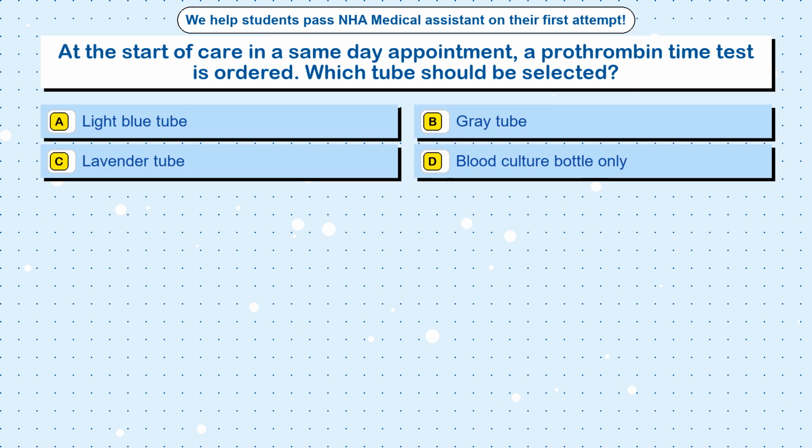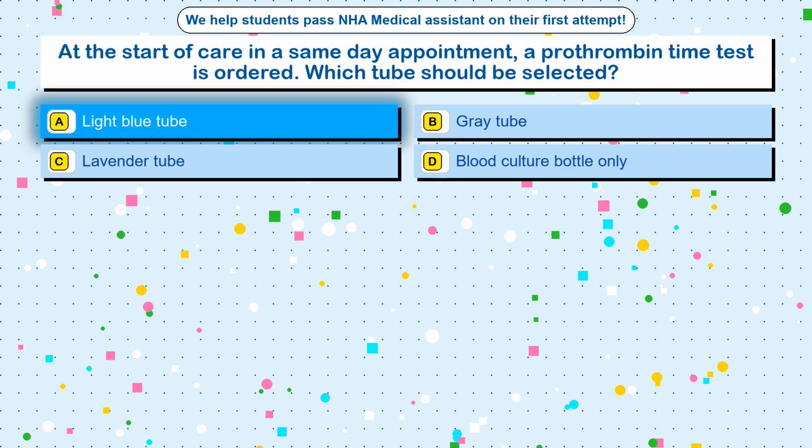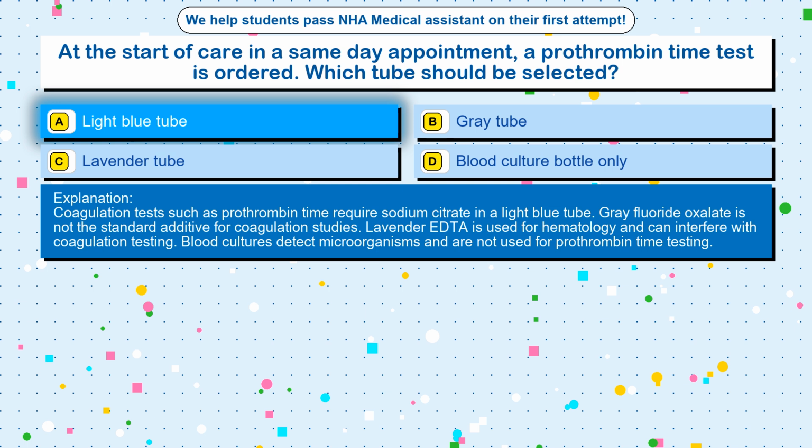Question 77. At the start of care in a same-day appointment, a prothrombin time test is ordered. Which tube should be selected? Option A. Light blue tube. Option B. Gray tube. Option C. Lavender tube. Option D. A blood culture bottle only. The correct answer is option A. Light blue tube. Coagulation tests such as prothrombin time require sodium citrate in a light blue tube.